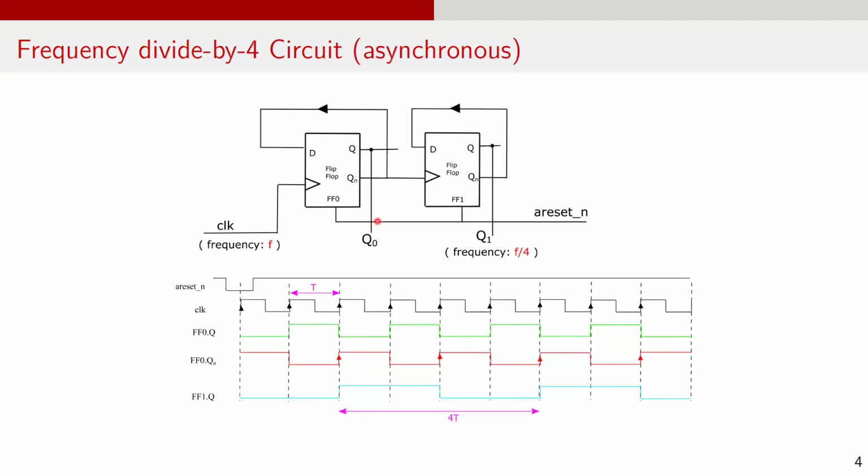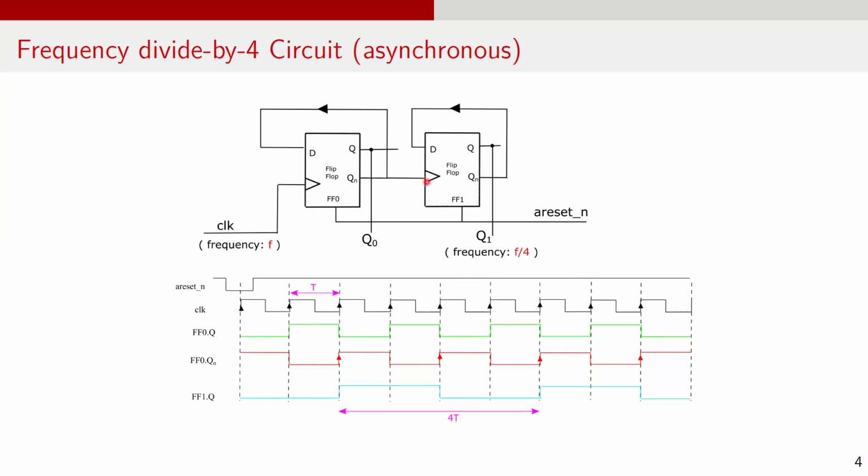To generate a signal of frequency f over 4, we extend the divide by 2 circuit. First, we construct a divide by 2 circuit using a D flip-flop FF0 as described earlier. Then we use a second flip-flop and connect FF1QN back to FF1D. Also, drive the clock input of FF1 by FF0QN. When this circuit operates, FF0 divides the input clock signal of frequency f by 2, and a signal of frequency f over 2 is available at FF0Q.